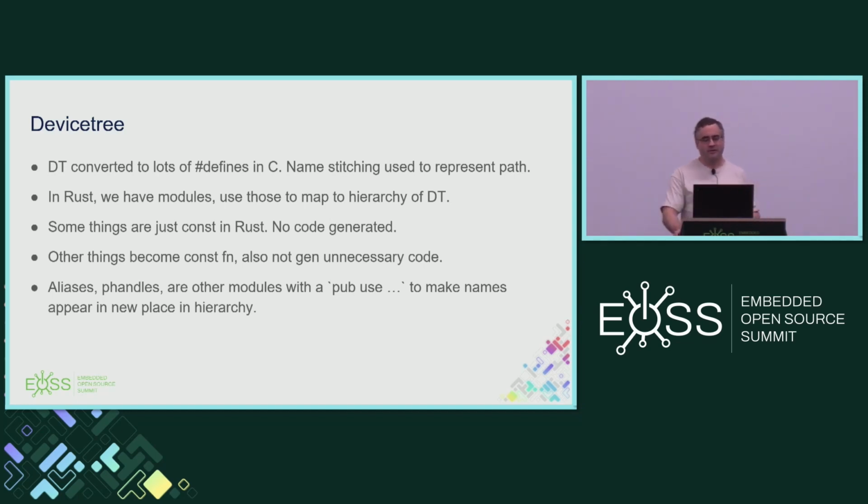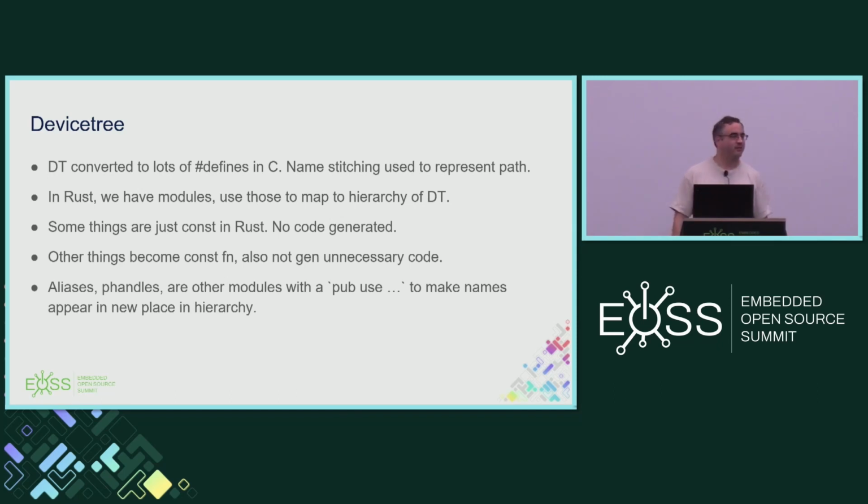But in Rust, we have modules. It's a hierarchy of names. It maps really, really well to the device tree, which is a hierarchy of names. So let's just make that. We have a device tree. We have a module tree. Why not make them one-to-one?